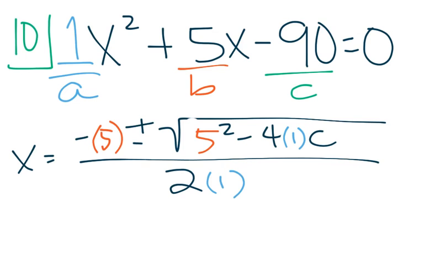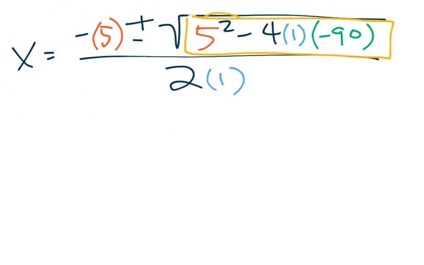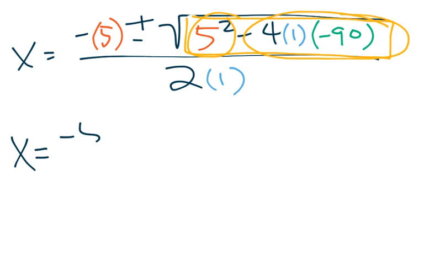Okay, and for our C, we are going to plug in negative 90. Okay, and now we can simplify. So the first thing we're going to do is take care of this inside of the square root sign, first by squaring the 5 and by multiplying 4 times 1 times negative 90. So we are going to rewrite the equation.